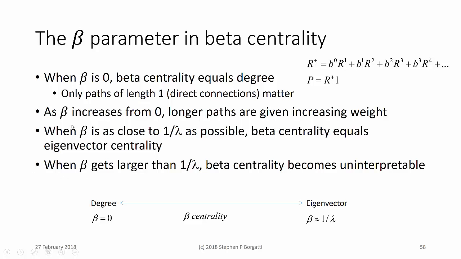As you increase beta from 0, longer paths are given weight. So if beta is 0.1, then paths of length 2 are weighted by 0.1. Paths of length 1 are weighted full points. But paths of length 2 are weighted 0.1, and then 0.1 times 0.1, and 0.1 times 0.1 times 0.1, and they start getting really, really low again.